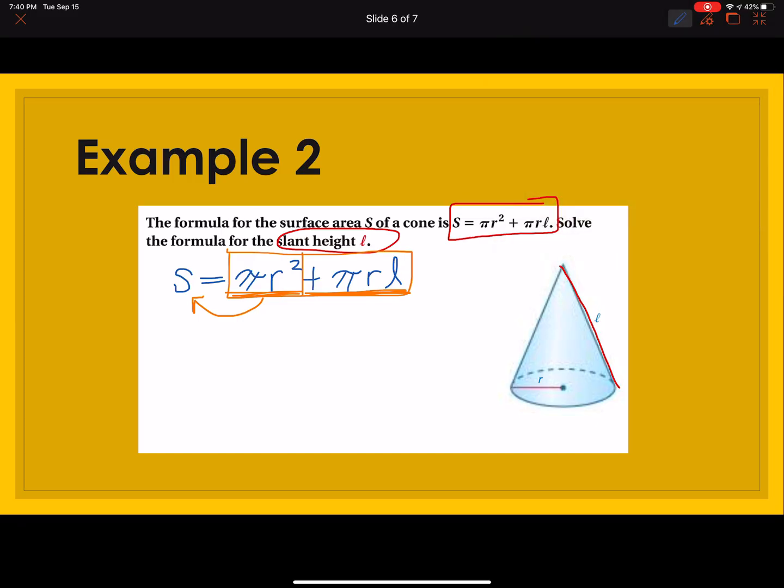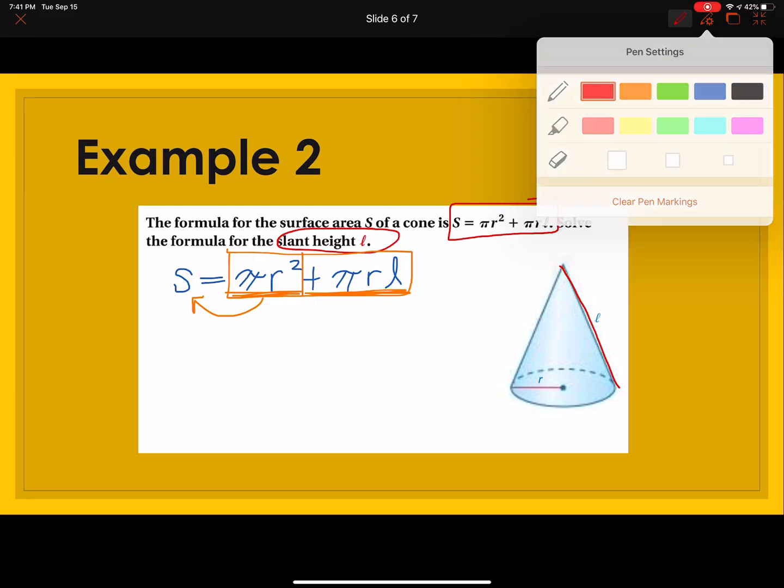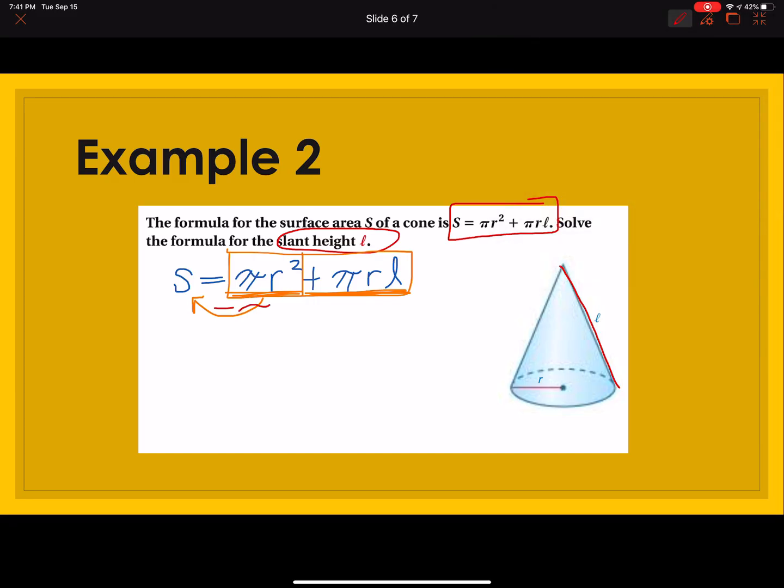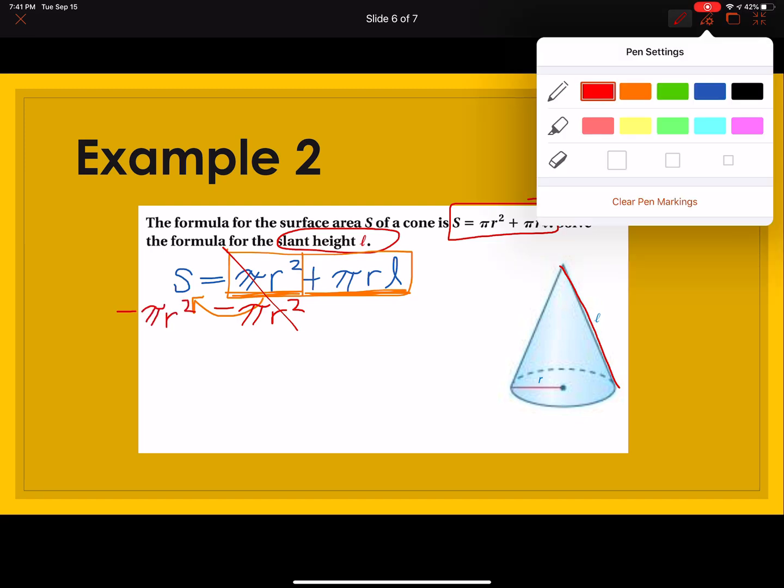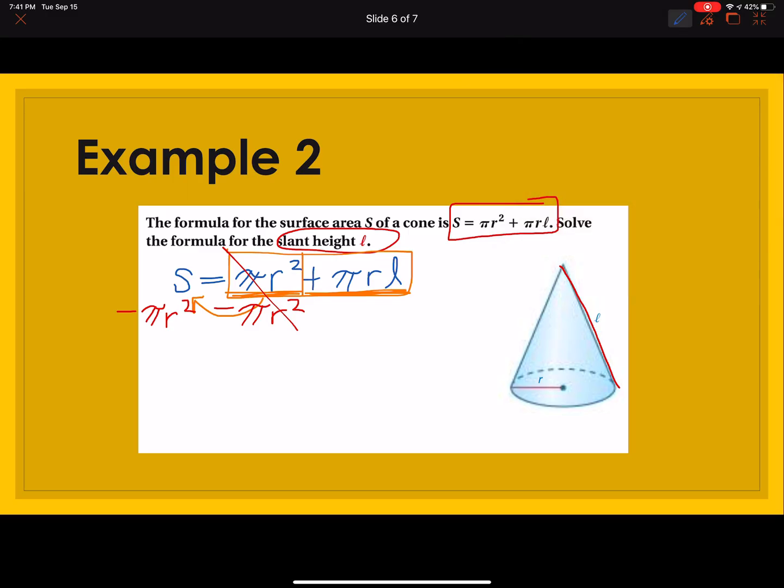Now when I move that, I'm actually going to subtract it. Let me do that in a different color. So I'm going to subtract pi r squared, and I'm going to come over to the other side of the equal sign, and I'm going to subtract pi r squared as well. So now let's rewrite that. We have our S, subtract pi r squared equals pi r L.